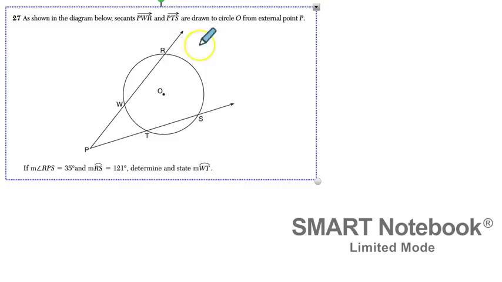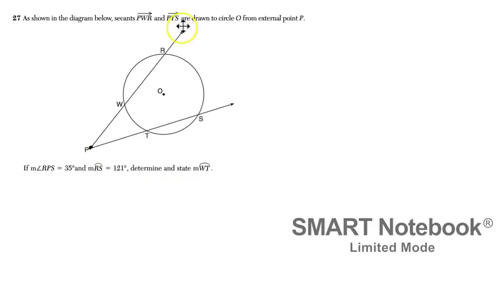Number 27, secants PWR and PTS are drawn to circle O from external point P. The measure of angle RPS is 35 degrees. The measure of arc RS is 121, and I want to know the measure of arc WT.